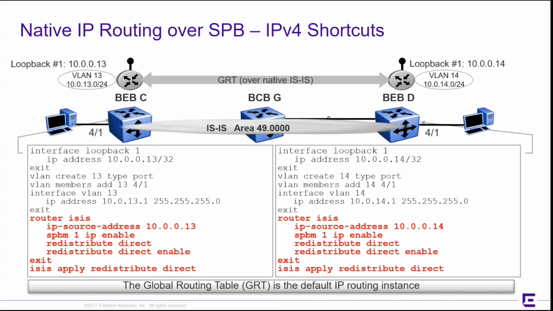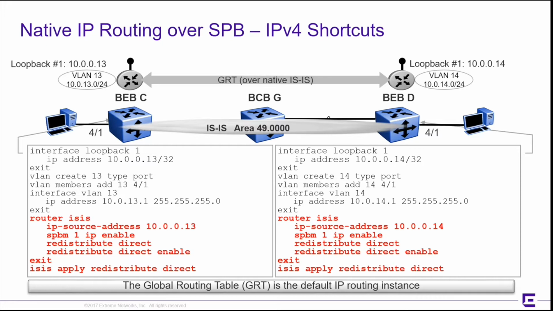native routing over SPB and IP shortcuts. In this case, IPv4, which is what the vast majority of all the enterprise networks that we're going to work on are going to be using. You see the basic configuration lines up top, loopback, VLAN creation, adding ports, routing the ports, of course, because it's a backbone edge bridge.